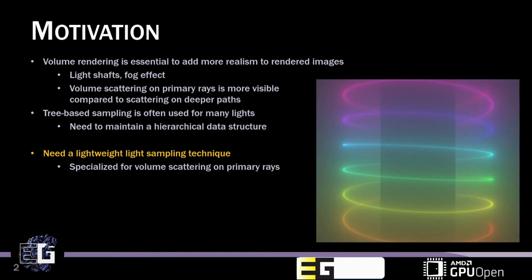In the literature, tree-based light sampling techniques are often used when rendering a scene with many light sources. Because of the nature of these techniques, we need to maintain a hierarchical data structure for light sampling, which could be a burden sometimes, especially for real-time applications. Then, a question we had when we started this research was: is there a lightweight light sampling technique which we can use if we apply volume scattering only on primary layers? It should work without a hierarchical data structure.